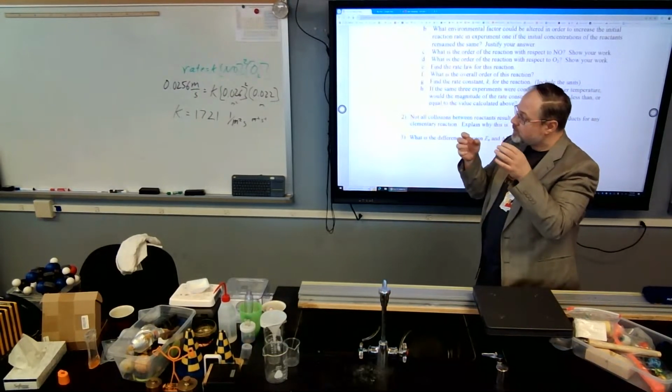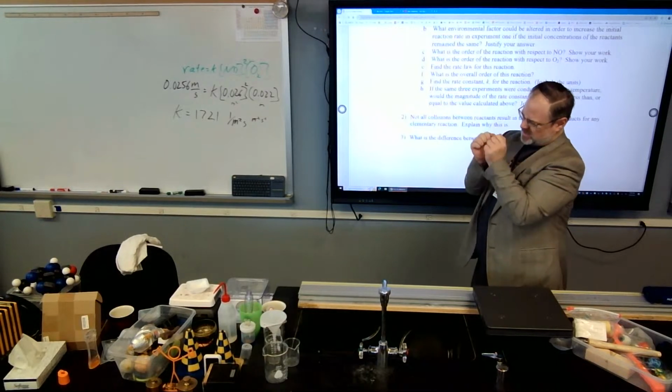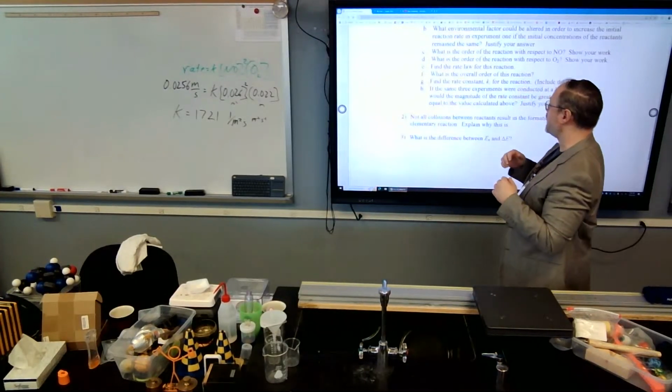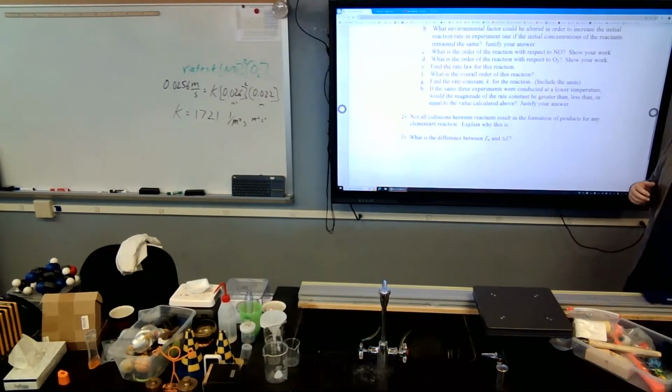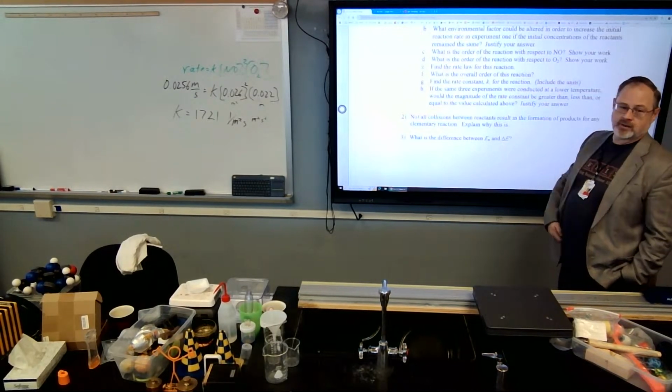I like to use a Lego analogy. You could just go, tap, they don't stick. Or you could go stud, stud, and you're like, they don't stick. So they have to have enough energy and they have to have a favorable collision. Good. What is the difference between EA and delta E?